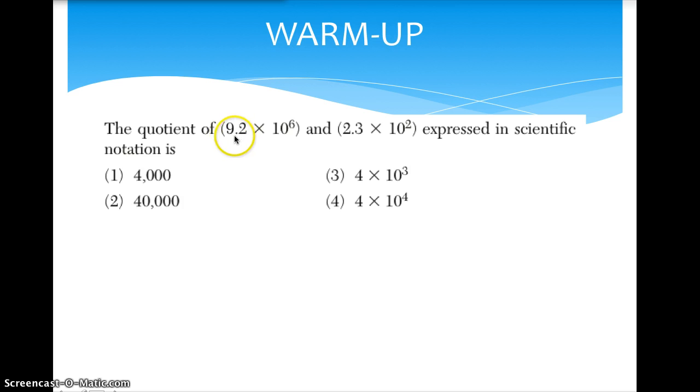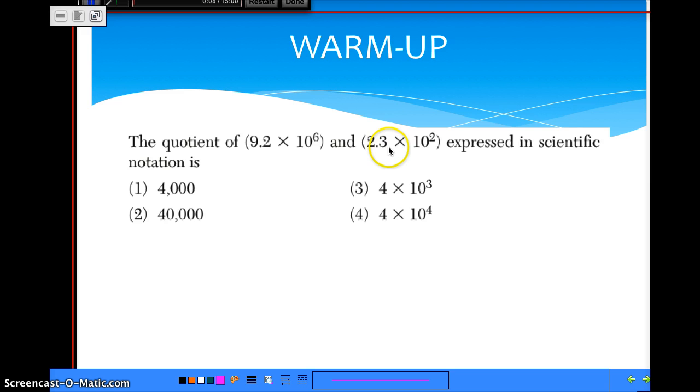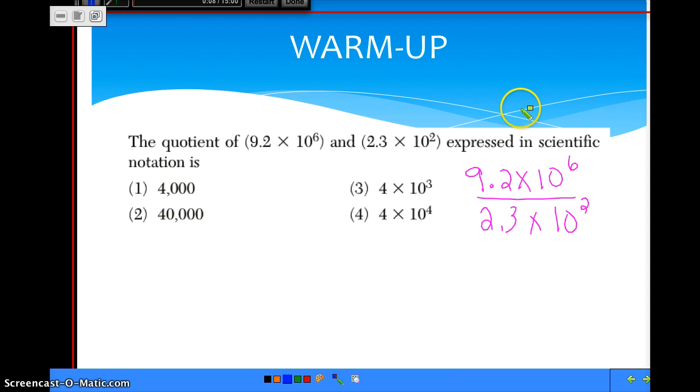It says the quotient of 9.2 times 10 to the 6 and 2.3 times 10 squared expressed in scientific notation is. So really what we want to do, we could change it to standard form and work it that way. Or the easier way to do it, if you understand same bases and their rules, would be to divide these two, and 9.2 divided by 2.3 will give you 4.